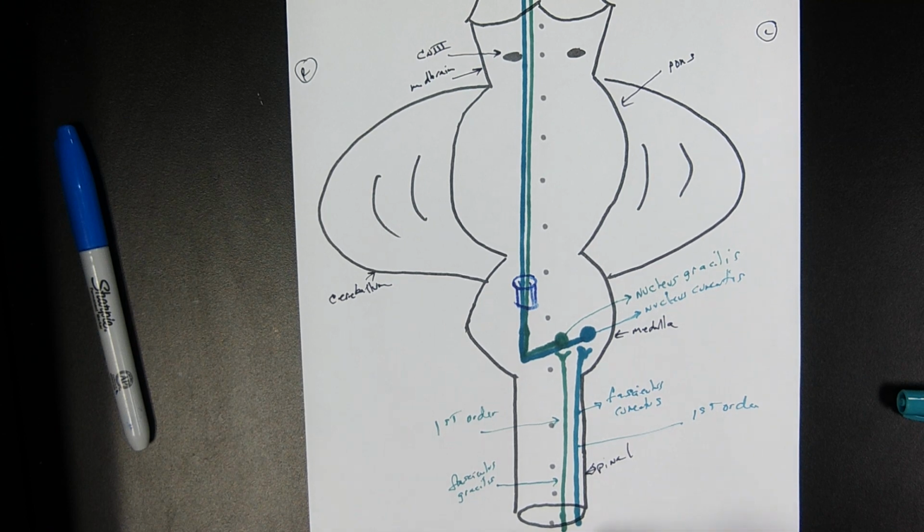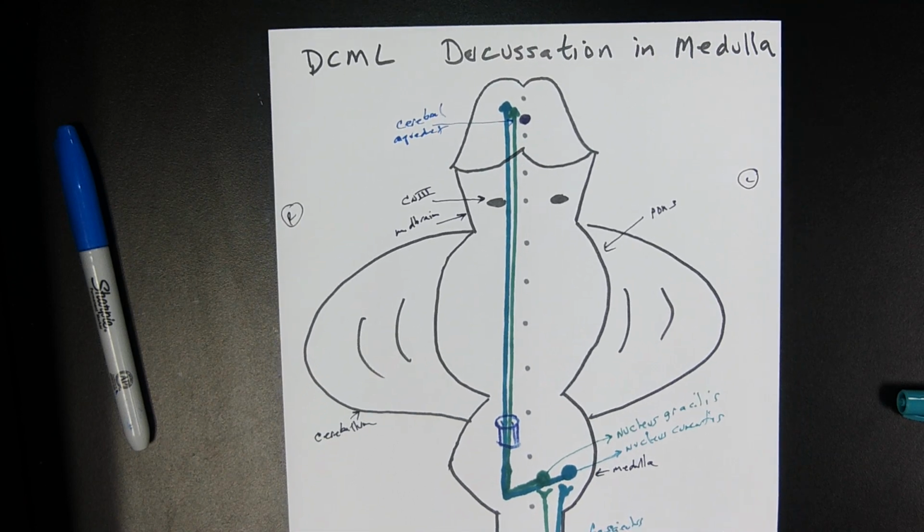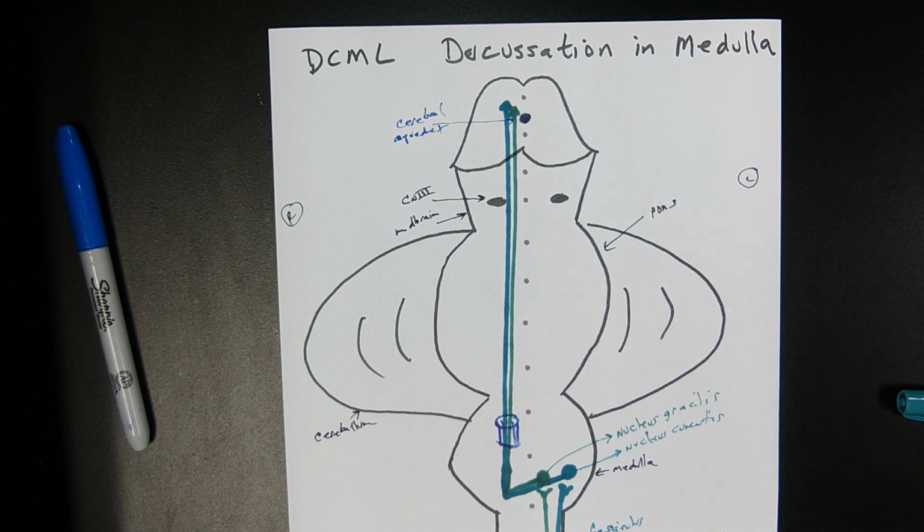So we went from the dorsal columns. We're going up through the midbrain, just traveling all the way up.